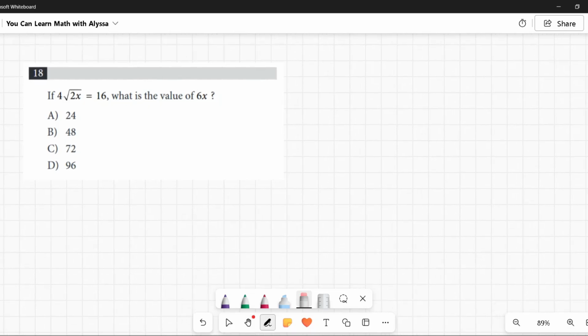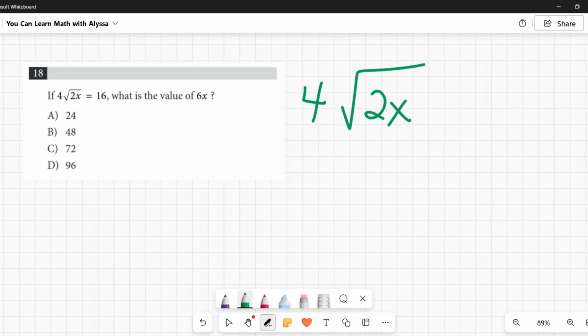Number 18, if 4 times the square root of 2x equals 16, what is the value of 6x? Okay, well, we have a square root here, and we have the x under the square root. Let's solve for x. So I have 4 times the square root of 2x. I want to undo that. So we undo things in order.